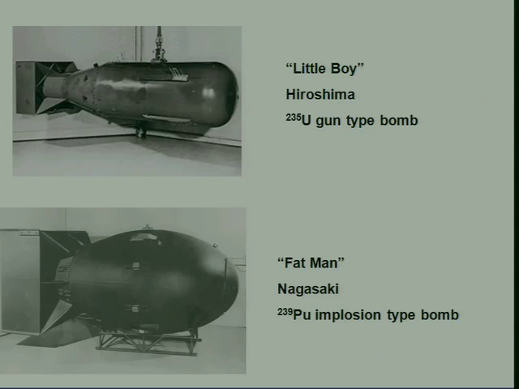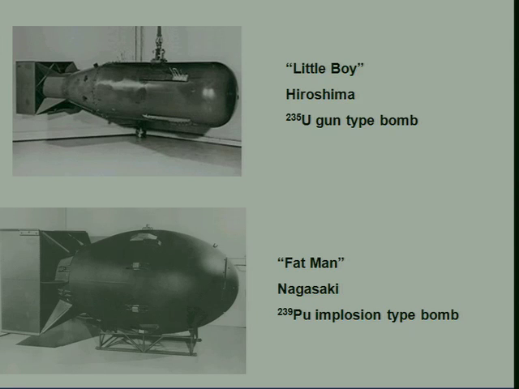And then here are the bombs that were actually used. This was called Little Boy. This was the Hiroshima weapon. So this was the first nuclear weapon used in war. This was the gun type assembly, which, as I said, was never tested because they were so darn sure it would work. And it used U-235 as the fuel.